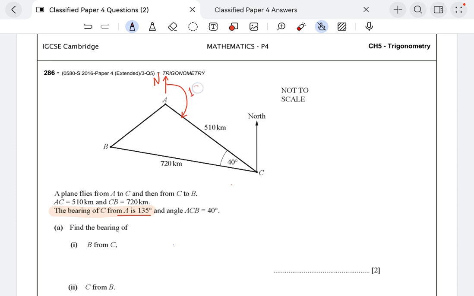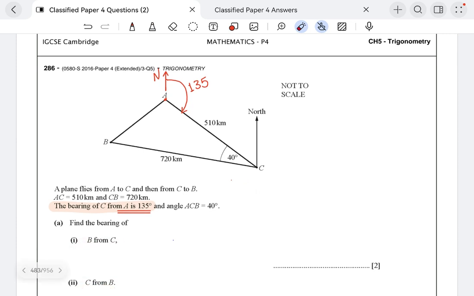Again, when I say the bearing of C from A, we care about what's after "from." From A means from the north direction of A, go clockwise until the path that takes you to C. This is the bearing of C from A. It's given as 135. Find the bearing of B from C, and of C from B.